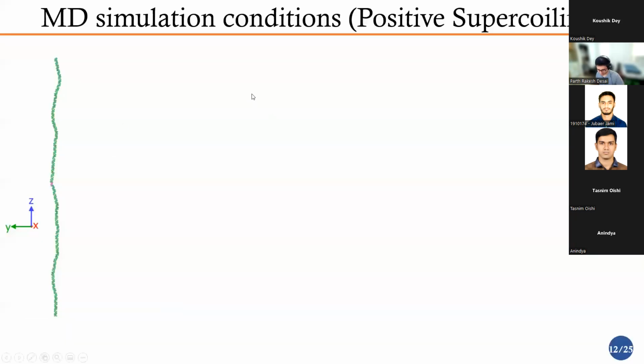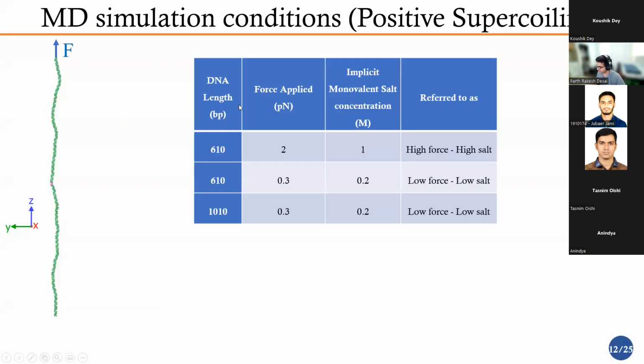To compare with experiments, we did a simulation at 2 piconewtons of force and 1 molar salt concentration. I'm going to call that high force, high salt. This was the regime where the experiment should see plectoneme pinning, right? And then to go into the more physiological regime, we used 0.3 piconewtons of force and 0.2 molar salt concentration, which is a more physiological salt concentration. I'm going to call this condition low force, low salt, right?